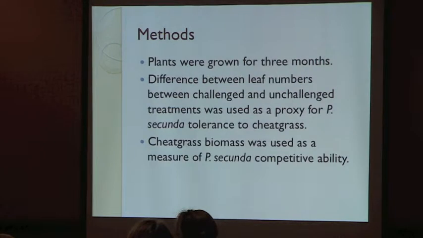And then these plants were grown for 3 months, and then we used the difference in leaf numbers between the unchallenged and challenged treatments as a proxy for cheatgrass tolerance, Poa secunda tolerance to cheatgrass rather. And then for competitive ability, we simply cut cheatgrass biomass at the soil surface, dried, and then weighed it. So high competitive ability equates with low cheatgrass biomass per pot.